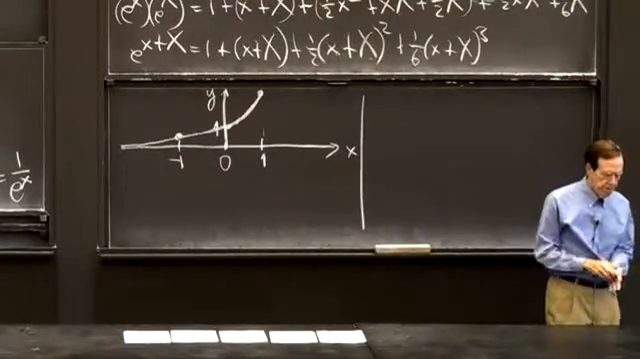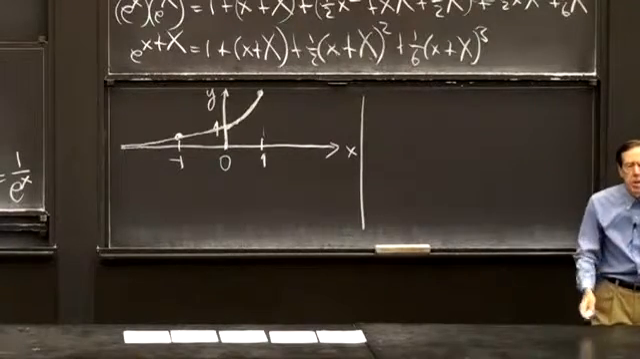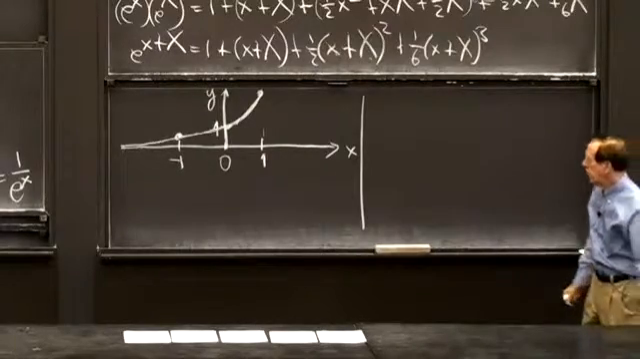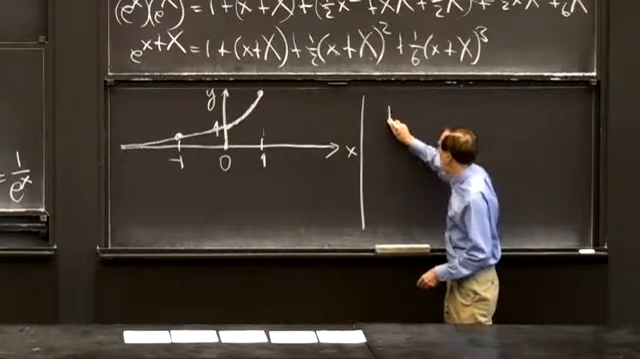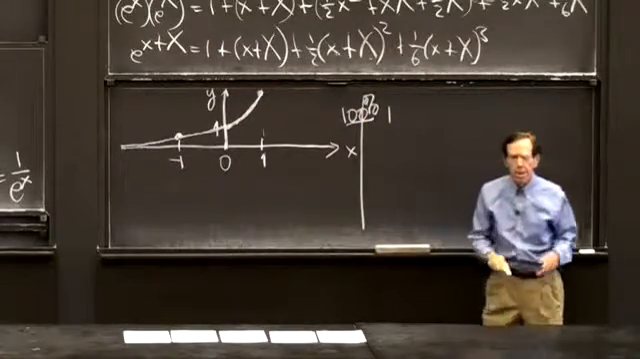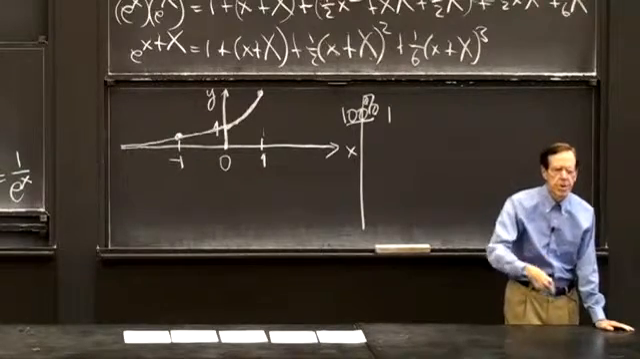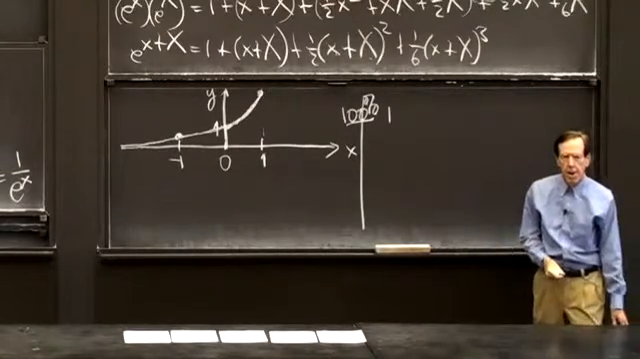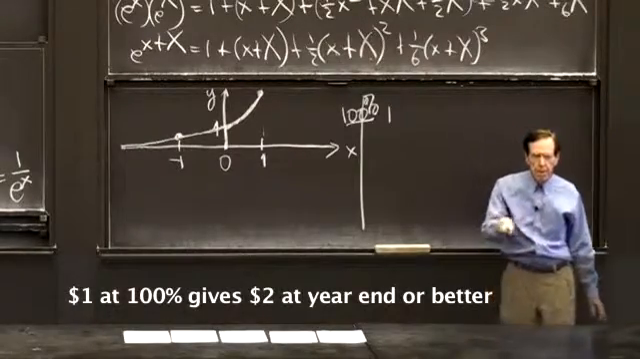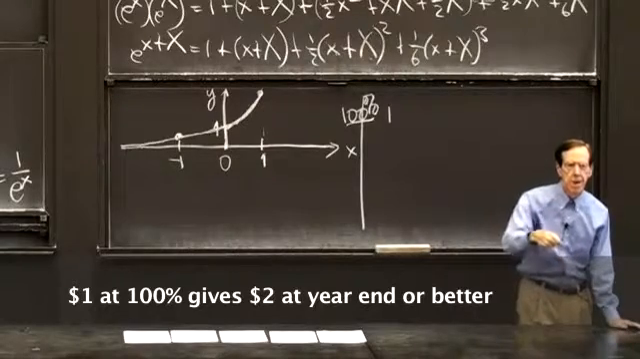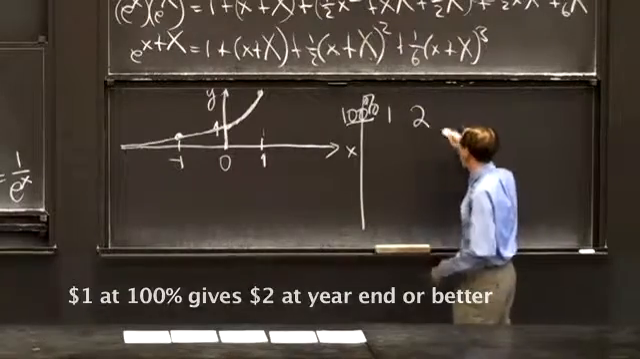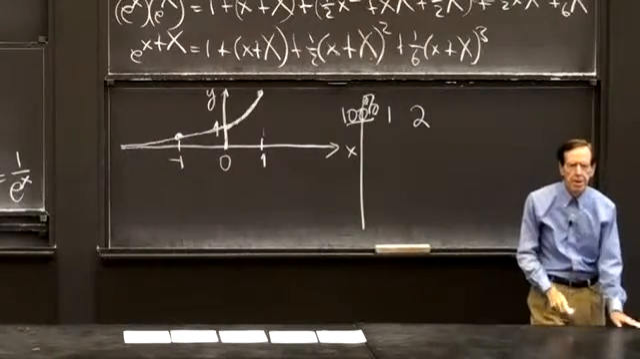So, suppose you're getting 100% interest. Generous bank. Okay. And you start with $1. The bank gives you interest at the end of every year. So at the end of the first year, you had $1 in the bank. It adds in 100%. It adds in another $1. So now you've got $2 in the bank after the first year.